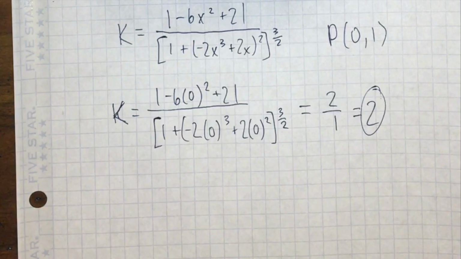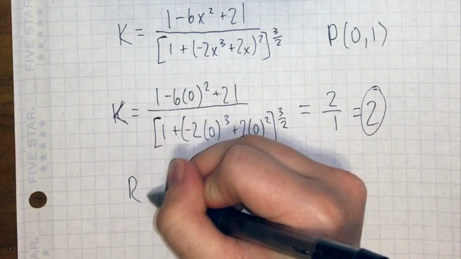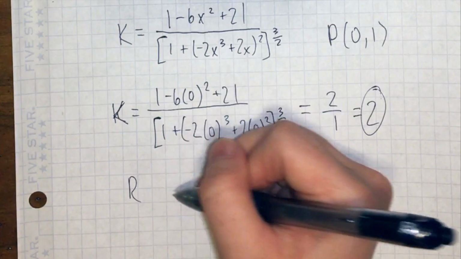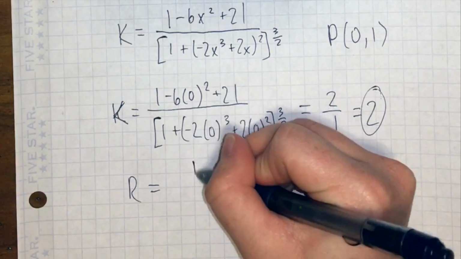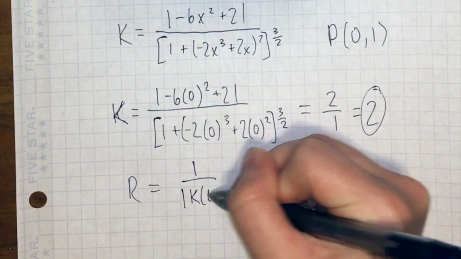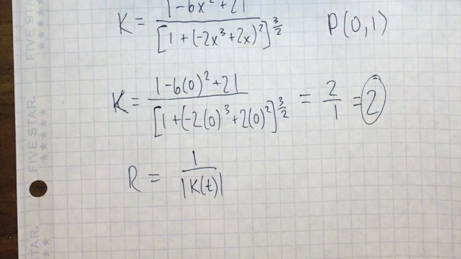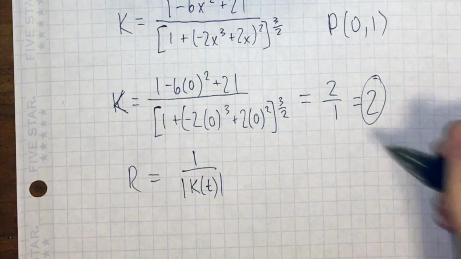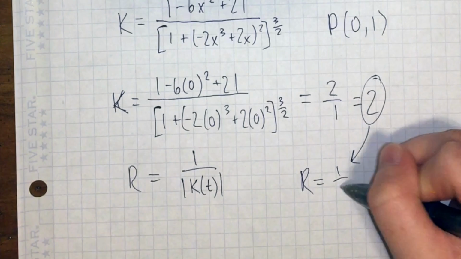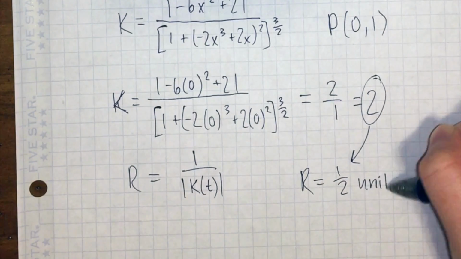This will help us find our radius because the radius of any osculating circle to a curve will be equal to 1 over the absolute value of k. So then we can easily see that the radius is equal to 1/2 units long.